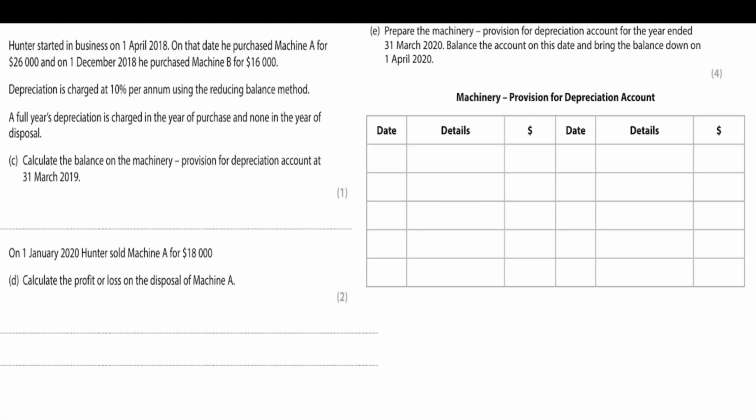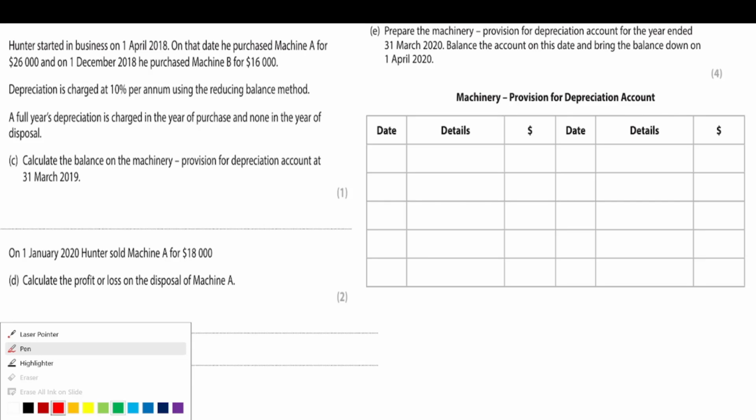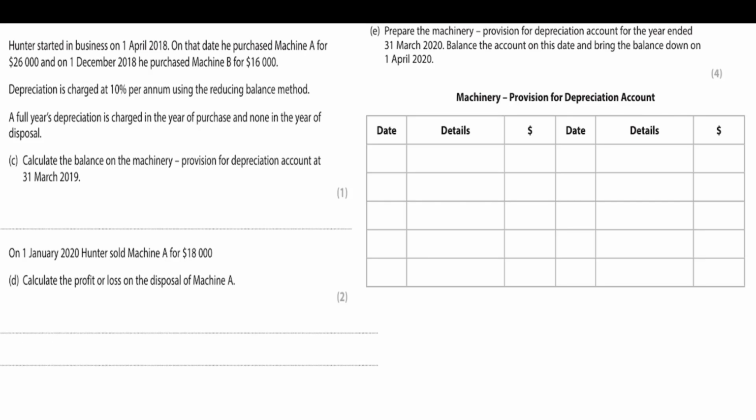A depreciation question of past year paper, and we'll be solving it. So in this question, Hunter started business on 1st April 2018. On that day, he purchased machine A for 26,000, and on 1st December 2018, he purchased machine B for 16,000. We are depreciating at the rate of 10% per annum.